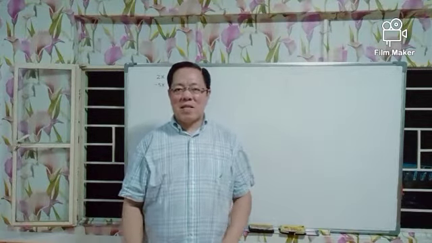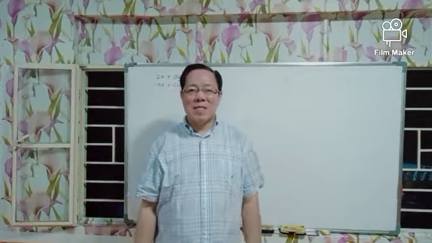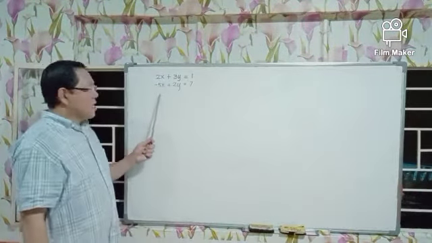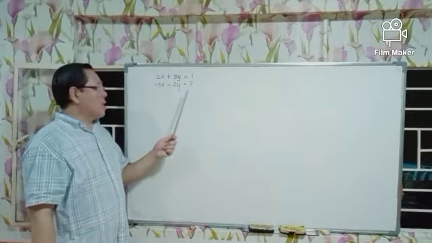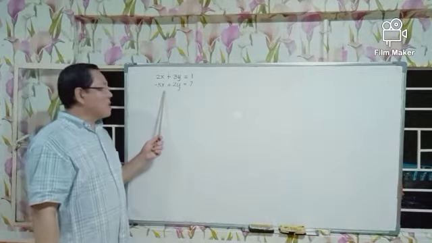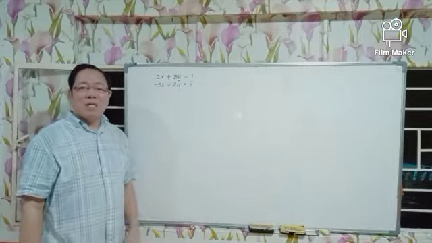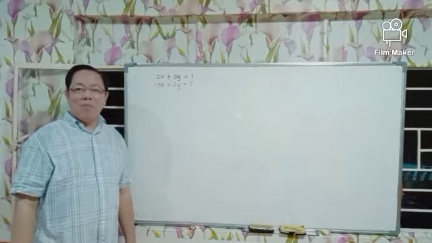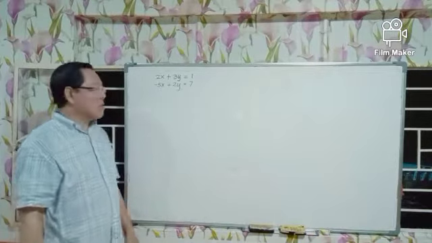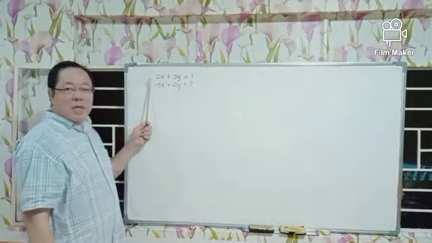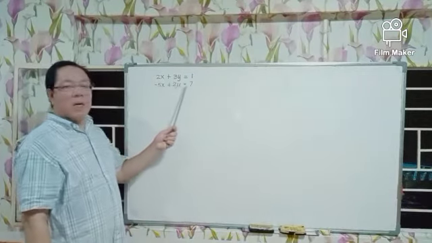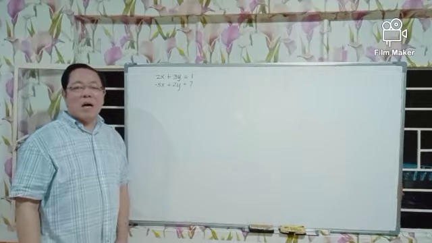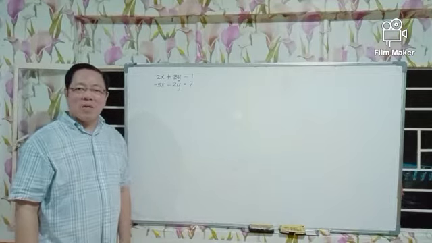For our first example, consider the following system of linear equations. We are given 2x plus 3y equals 1 and minus 5x plus 2y equals 7. This is a system of linear equations with equal number of equations and number of variables. We have two linear equations and two variables. So the method using inverse matrix applies to this system of linear equations.